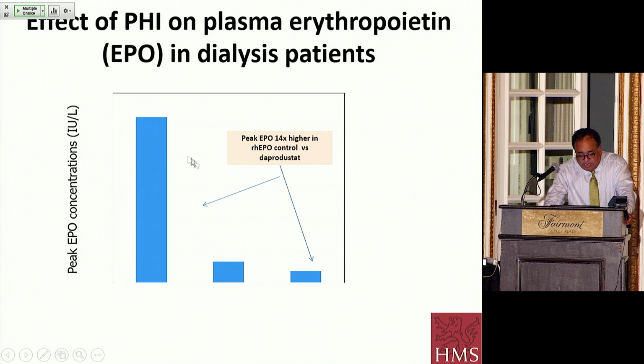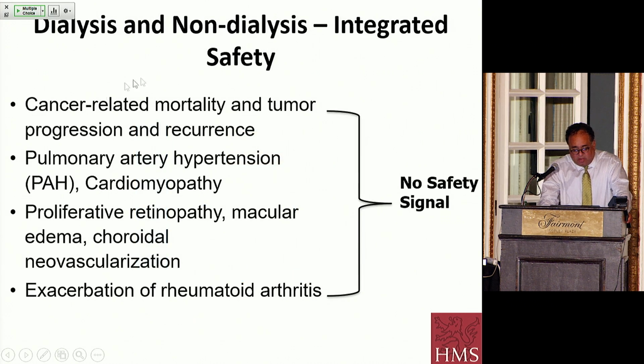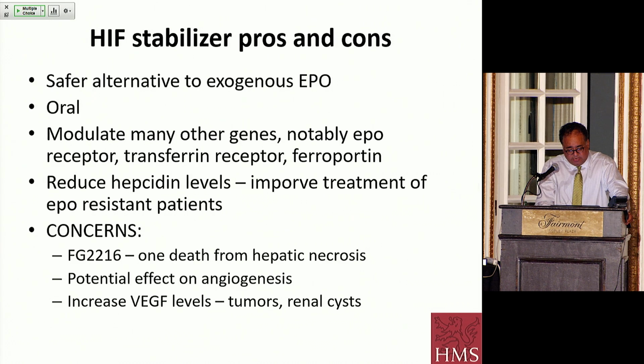And you can see the difference in peak levels, 14 times higher if you give recombinant erythropoietin exogenously versus if you give the PHI. And in aggregate, when you take all the safety data so far in all the phase 2 studies, there doesn't seem to be any obvious side effect that occurs when these patients are exposed to the sort of doses that are being tested in clinical trials. But as I said, the jury's still out on this. We need to wait to see this in publications and scrutinized and approved by the regulatory authorities.